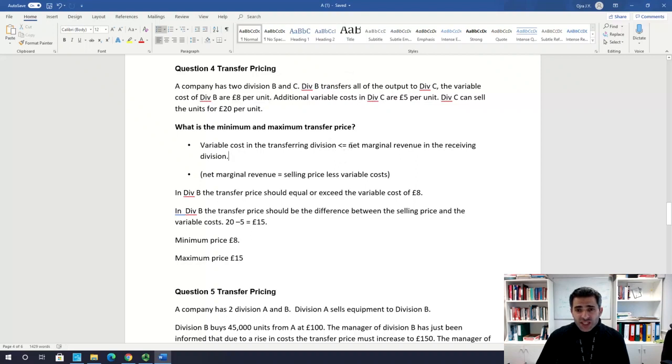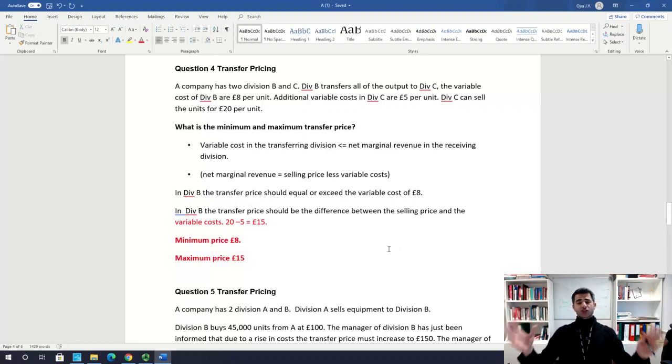Then the net marginal revenue in the receiving division. So what is the net marginal revenue? Net marginal revenue equals selling price minus variable cost, which is the contribution. So the selling price for C is £20, minus the variable cost for C, which is £5. So 20 minus 5 equals 15. So this means the minimum would be 8 and the maximum would be 15.